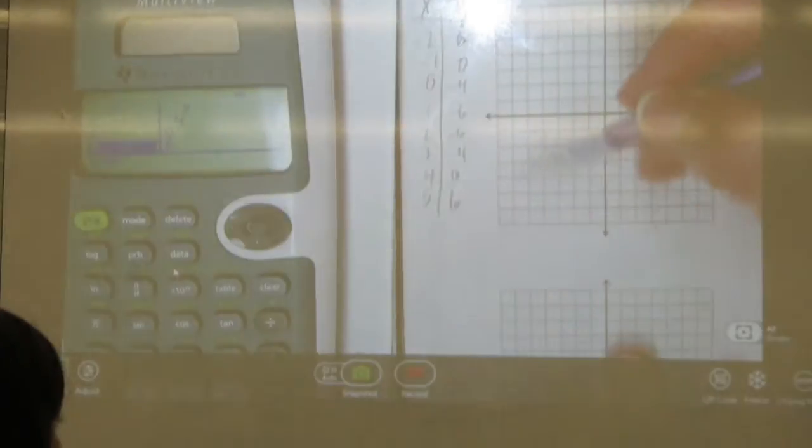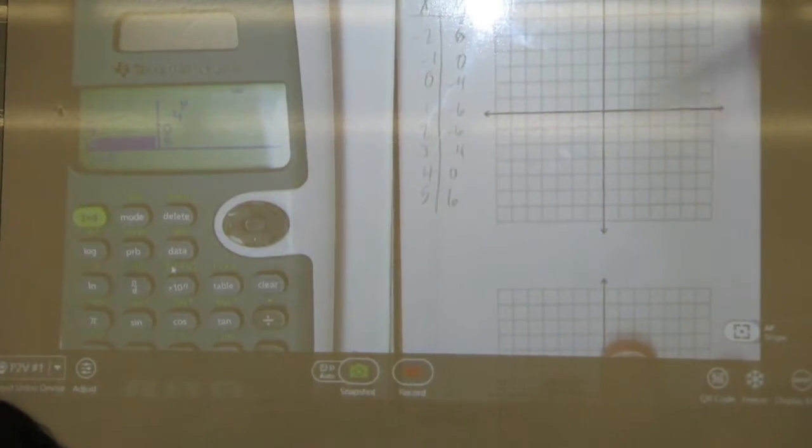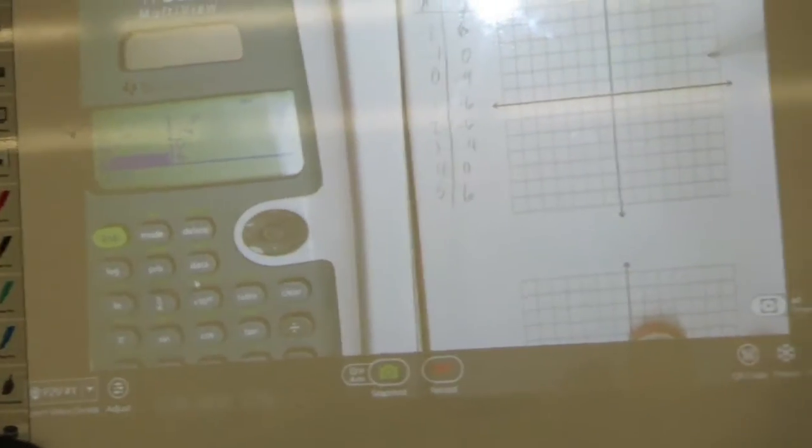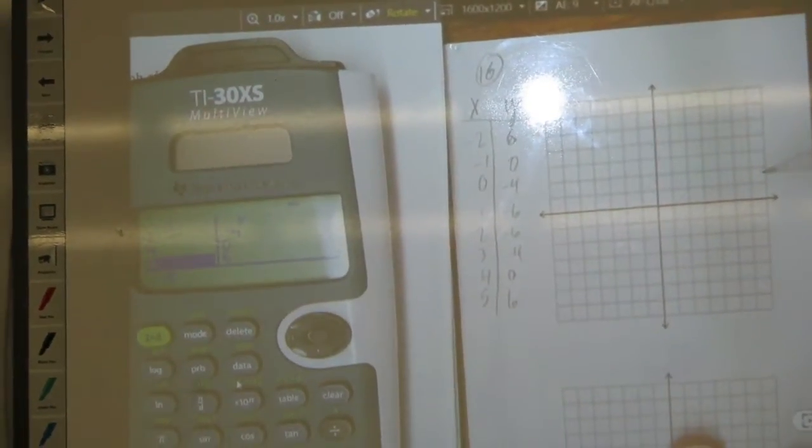So once you've got your table, go ahead and graph your points. By the way, every quadrant of this graph is 7 by 7. This will not fit all of the functions you're going to do today.